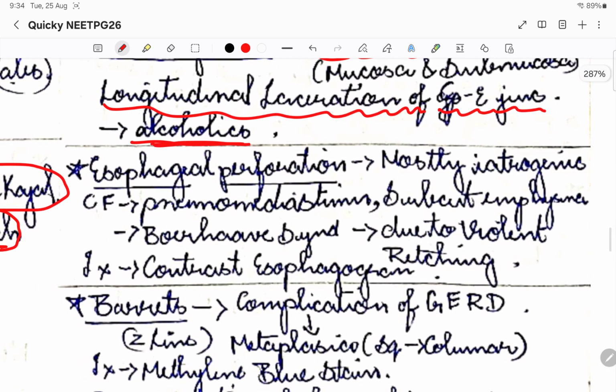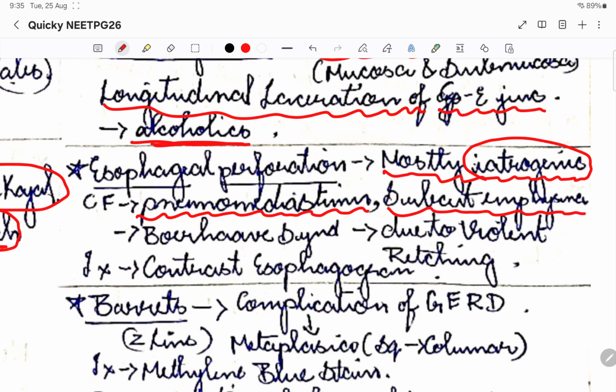So this is of increased risk in alcoholics, okay. Then the esophageal perforation, most probably it is because of an iatrogenic cause. Some endoscopy might have torn it, or some drugs or some alkali ingestion can lead to perforation. So the clinical features will be pneumomediastinum, because the esophagus is perforated, all the air that is coming from the mouth is passing into the mediastinum, because the esophagus is in the mediastinum, right. So that is why pneumomediastinum. Then subcutaneous emphysema will be there, okay.